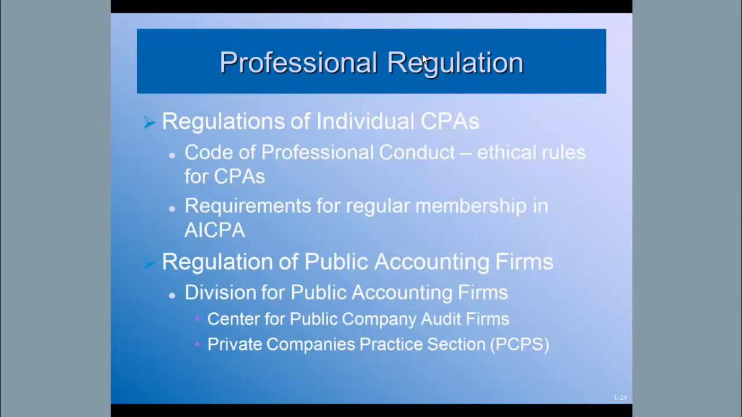We have regulations, again, on the individual CPAs. We have a code of professional conduct, ethical rules, and a requirement for regular membership in the AICPA. You belong to a firm, you become certified, all firms require you to be a member of the AICPA. And then you have a division for public accounting firms, and we're going to talk about this a little bit later, where they're monitoring the work of the public accounting firms, and there's two different divisions there. One for companies that issue audits, and one for companies that don't.